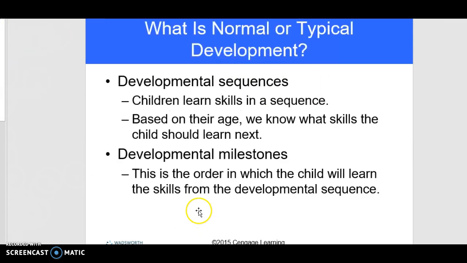And we're going to talk about what normal or typical development is. So there's a sequence. Children learn particular skills in a sequence. So when you're studying child development, which most of you have had before this class, a few of you might be taking concurrently, you know kind of what would be expected in terms of first words, social skills, being able to hop on one foot, being able to crawl, walk, all of those things. There's a sequence. And based on their age, we should know what skills they're going to acquire next and approximately when that's going to be within a wide range of what we would consider typical. And then the milestones. So what does that look like?